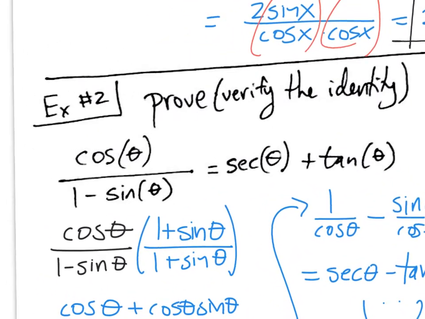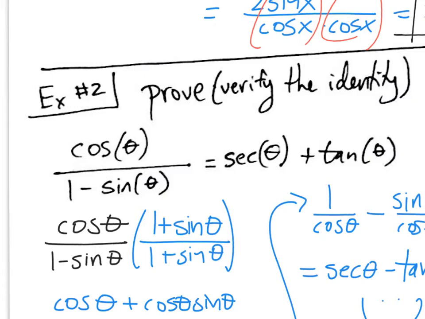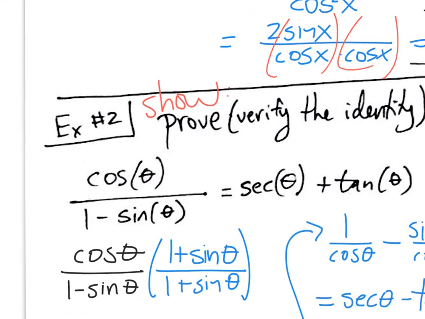Okay. Example number 2. It says prove or verify the identity. Same thing as show that. Instructions will vary between those. So let's see, on the left we have cos theta over 1 minus sine theta, and a secant theta, and a tangent theta. Okay, so this step right here is going to be kind of new, but you have seen this in a couple applications.